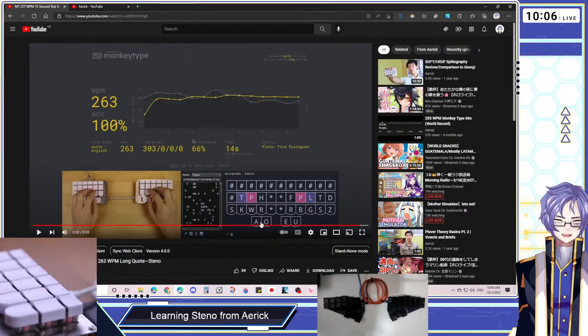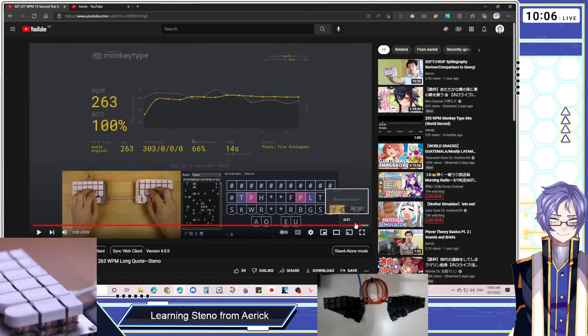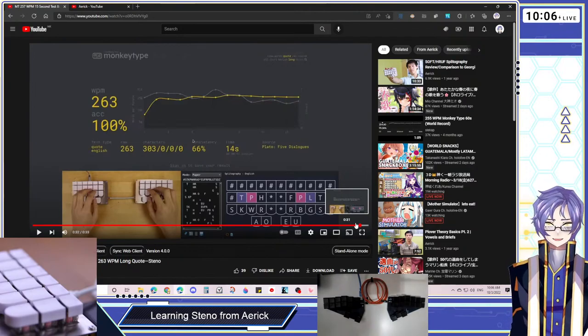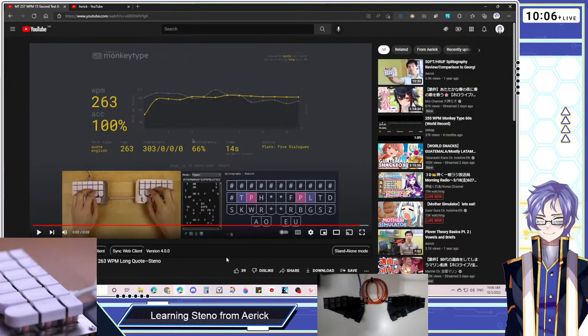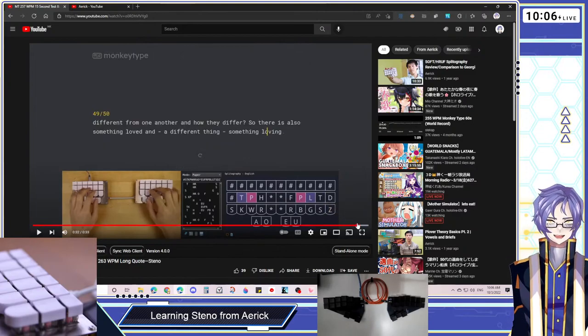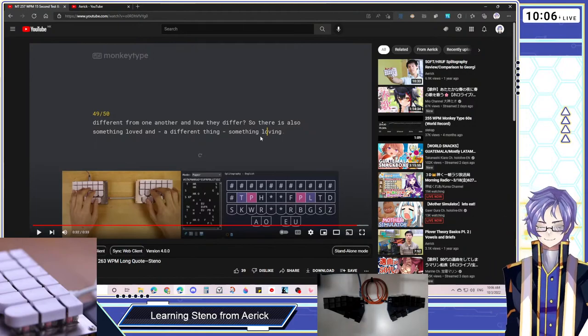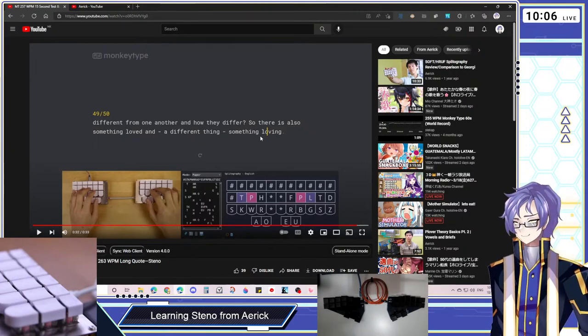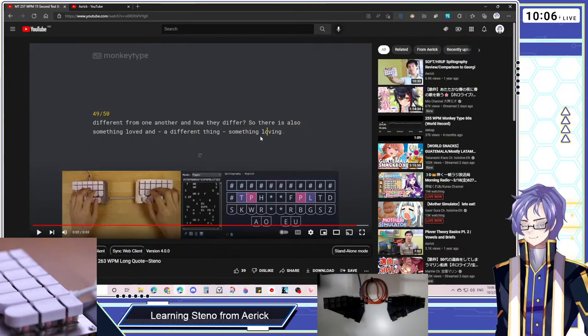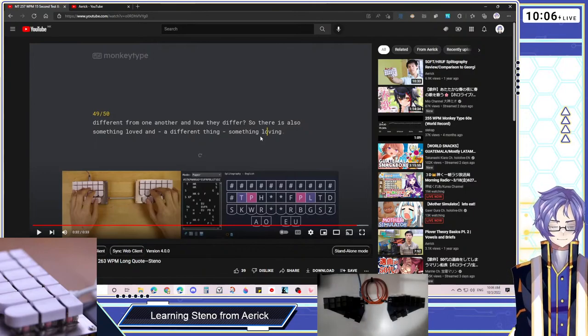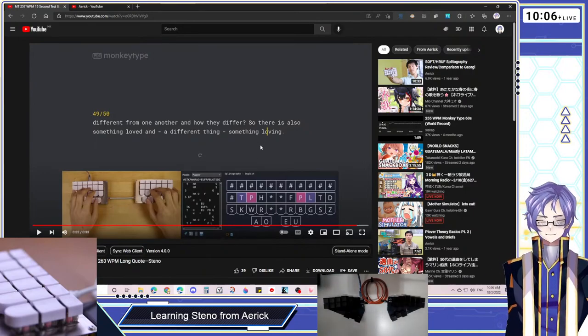So there you go. That was 263 words per minute, 100% accuracy. Yeah, a lot of really easy briefs in there. Especially something, which is just two keys for me, so it's easy to just press right away. A brief is like an abbreviated entry. While I said that you don't memorize every single word, there are some words that you might want to abbreviate to really short strokes. And something is one of them.